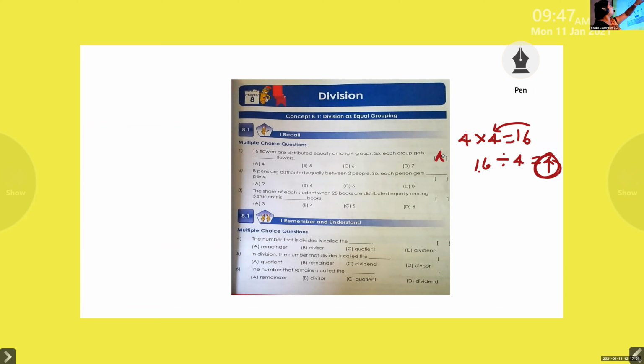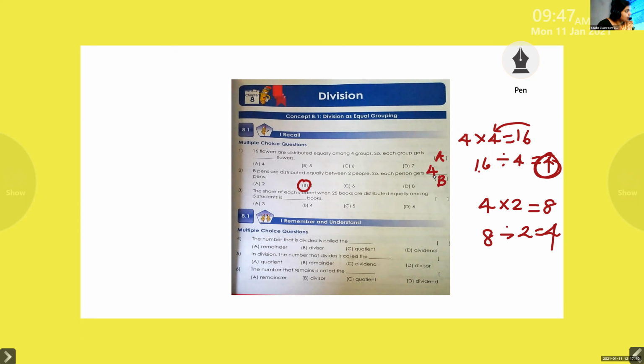Very good, Ameya. Next question to Mayasa. Please read the second question. Pens are distributed equally between 2 people. So each person gets dash pens, 4 pens. Yes. In the table of 2, 2 into what we get 8? 4. From this we can write 8 divided by 2 is equal to 4. So option B, you can write in the bracket, option B.